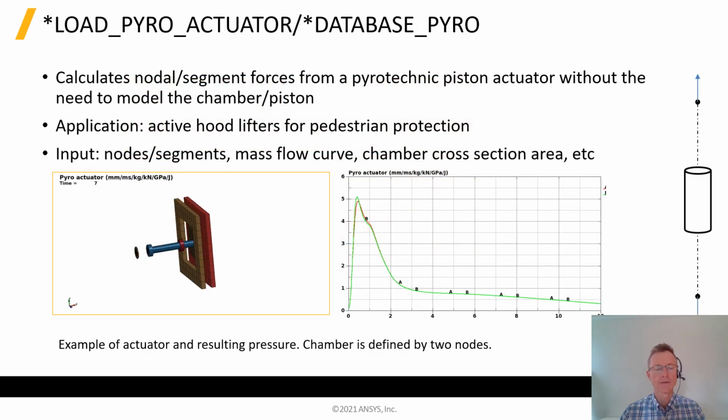Here's a new feature for pushing up the bonnet for an active bonnet release for pedestrian protection. The input's a bit like a simple airbag model where the user defines a mass flow curve and the size of the chamber that the gas is flowing into, and LS-DYNA then calculates the pressure to apply at the bottom of the actuator there, which then pushes the bonnet up.